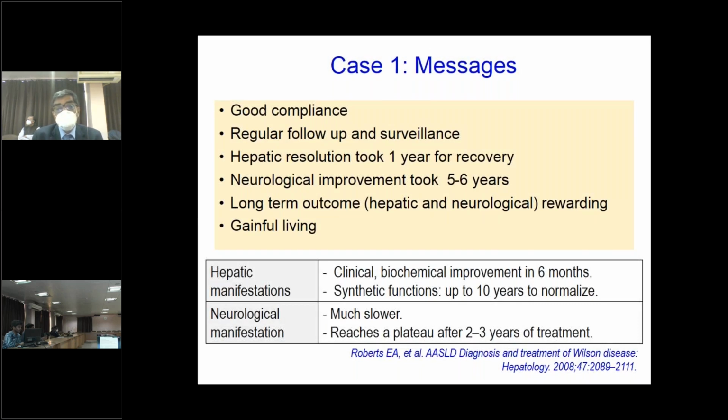So, the long-term outcome in both hepatic as well as the neurological disease is rewarding and it can result in a gainful living. Even in the world literature, as shown, the clinical and biochemical improvement can take place in around 6 months' time. However, the synthetic functions sometimes take up to 10 years to normalize. The neurological improvement is much slower, and a plateau is reached only after 2 to 3 years of therapy.